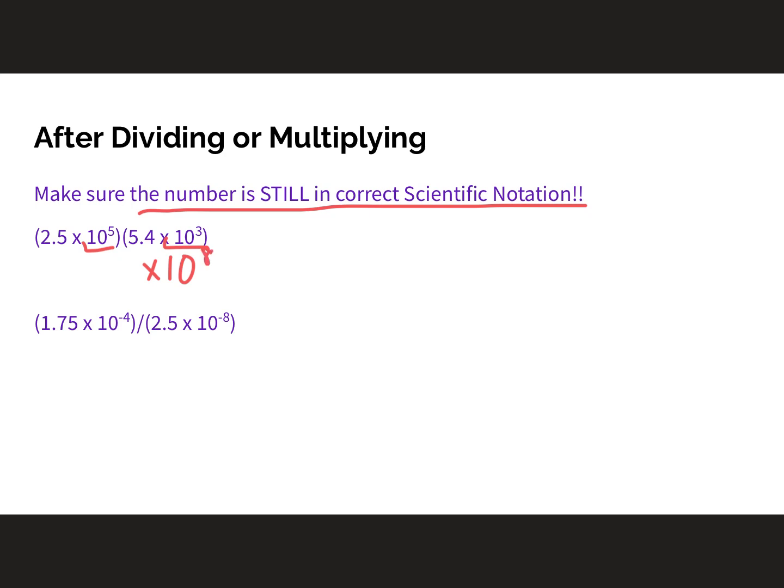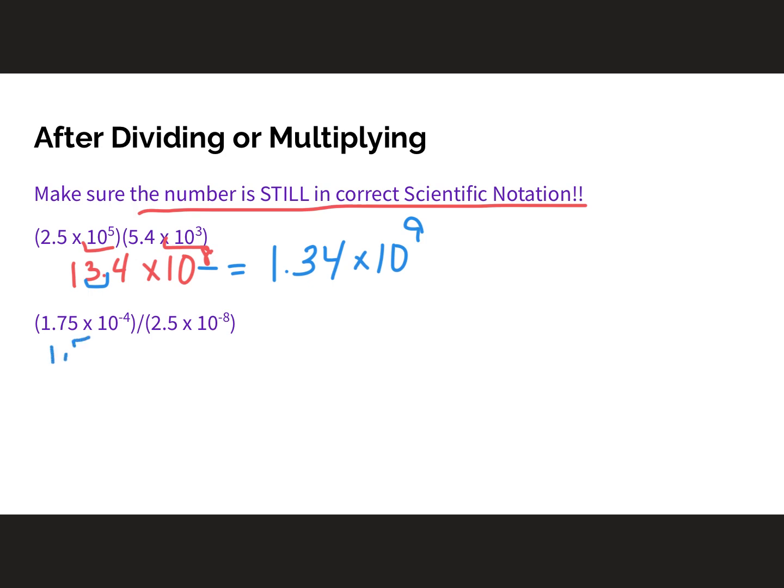So 2.5 times 5.4 is going to give me, well, let's see. 13.4. Okay, but of course that's not in correct scientific notation. So I have to make this number smaller. This is 1.34. I made it smaller, so I make this bigger. Times 10 to the 9th. We do the same thing over here.